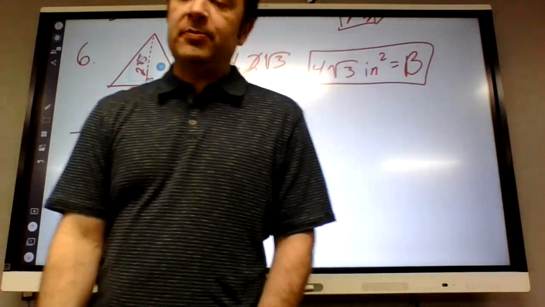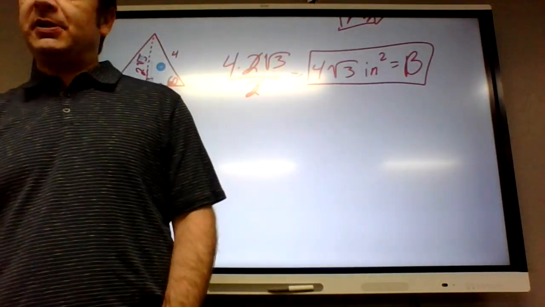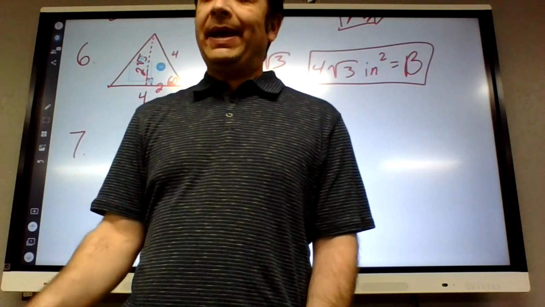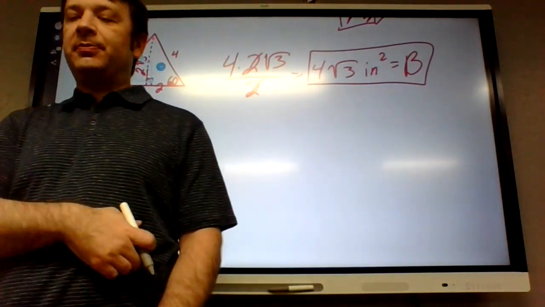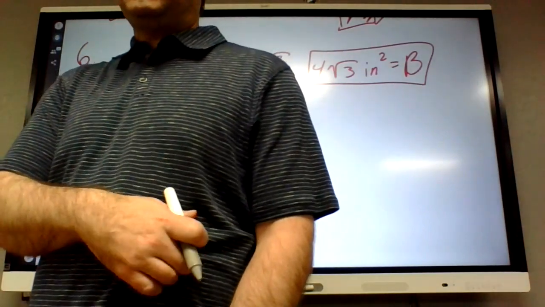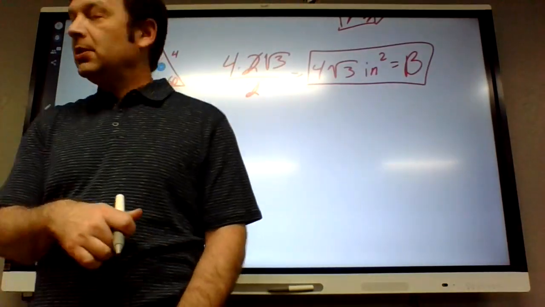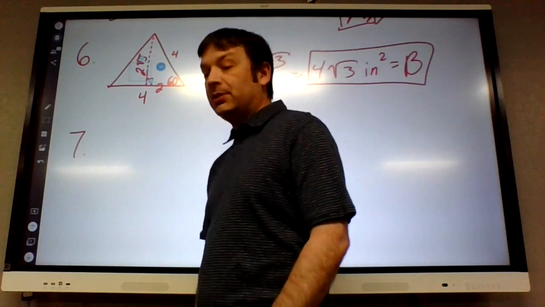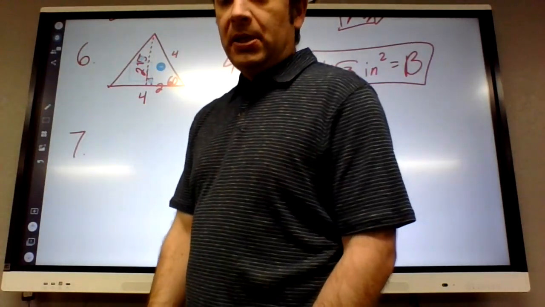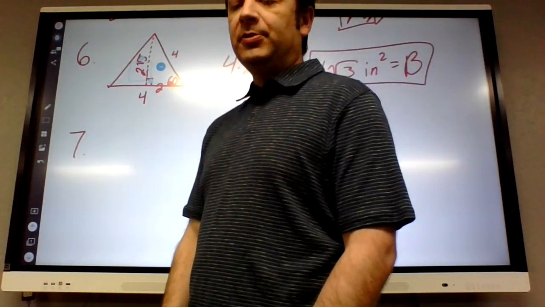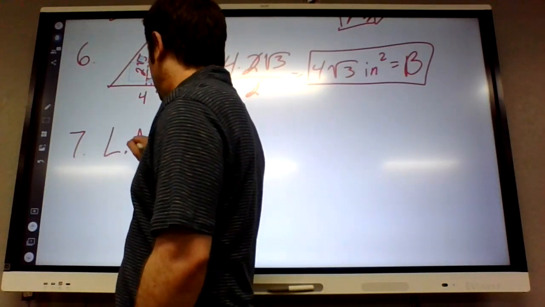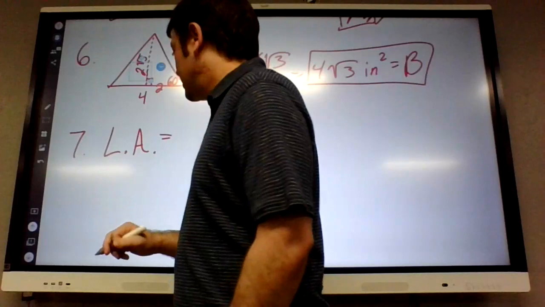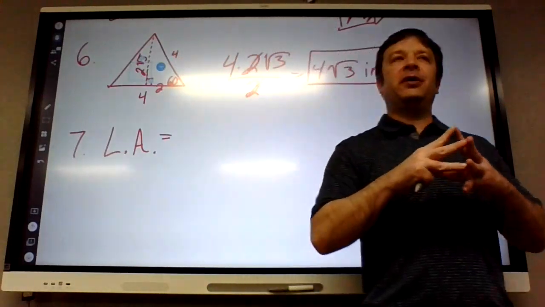Number 7 says find the lateral surface area, which we were doing on the other part, and the total surface area of each figure. Assume that the bases in 7, 9, and 12 are regular polygons. So if it looks like a regular polygon, it is. Okay, number 7. The first question was lateral area. I'm just going to put an LA for that. Lateral area.